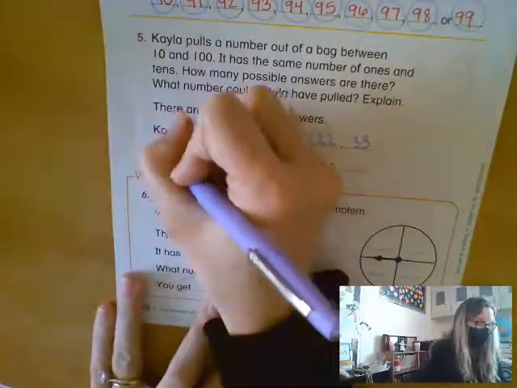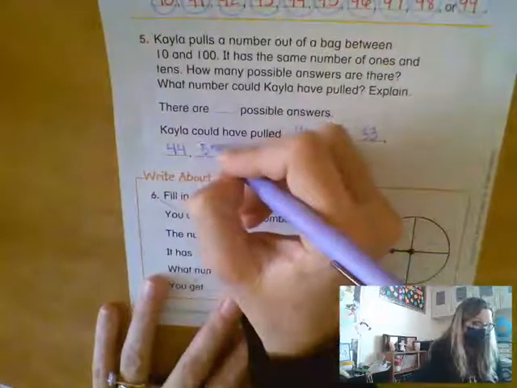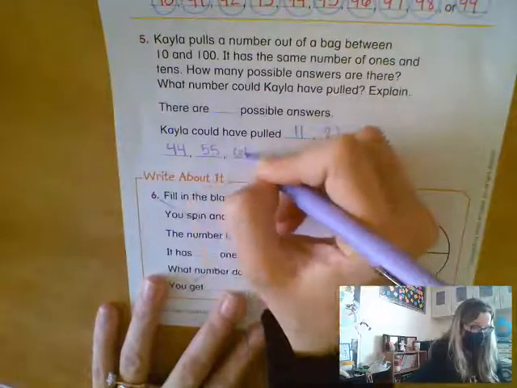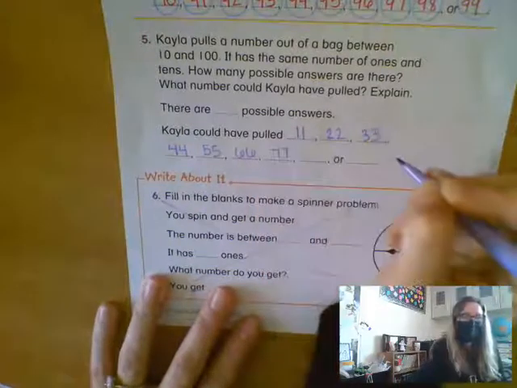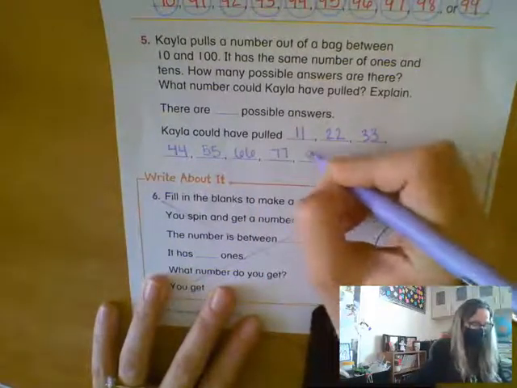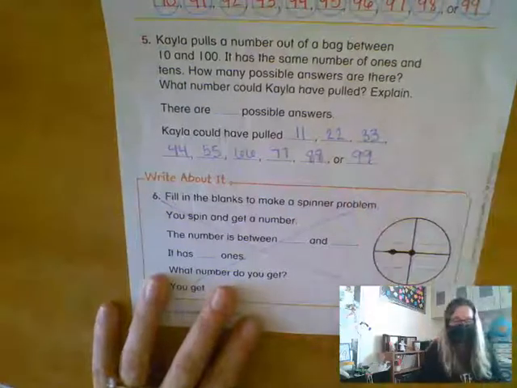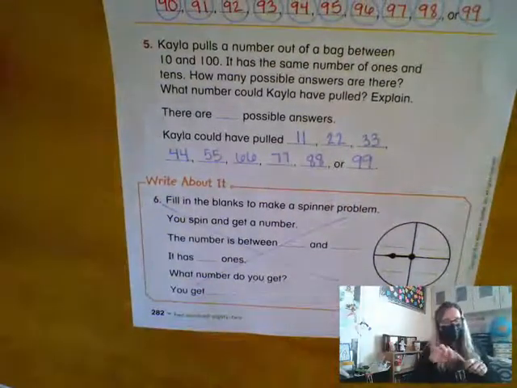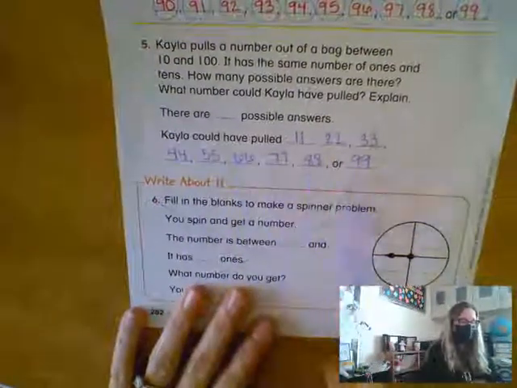44. Good job. What else? How about 55, right? 55. What about 66? Yeah, you're catching on. What about 77? 88. Good job. Or 99. So all we're doing is the ones with tens and 1s. So 1, 1, 2, 2, 3, 3, 4, 4, 5, 5, 6, 6, 7, 7, 8, 8, 9, 9.